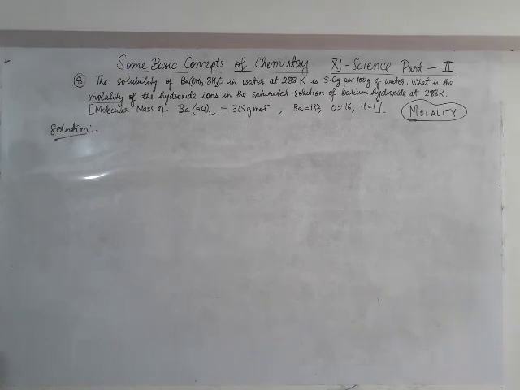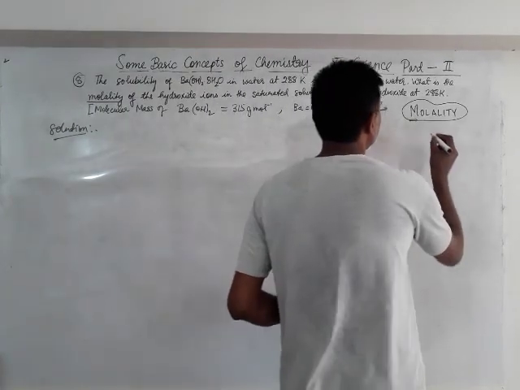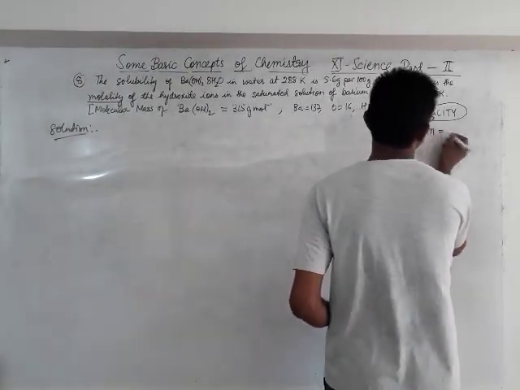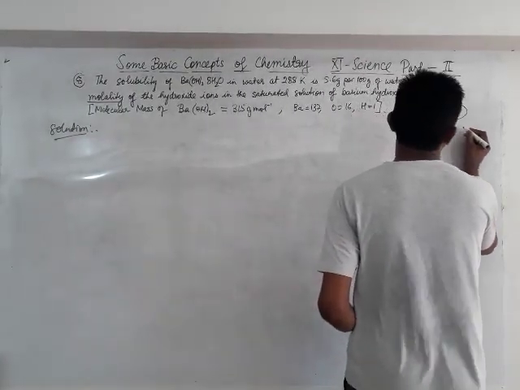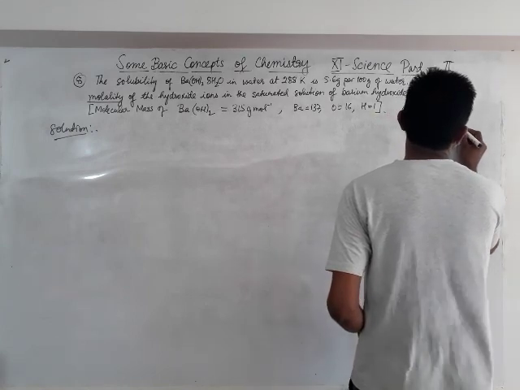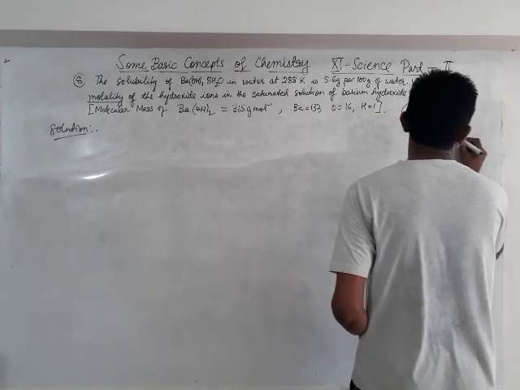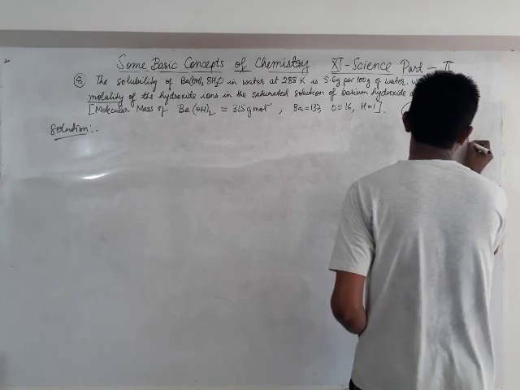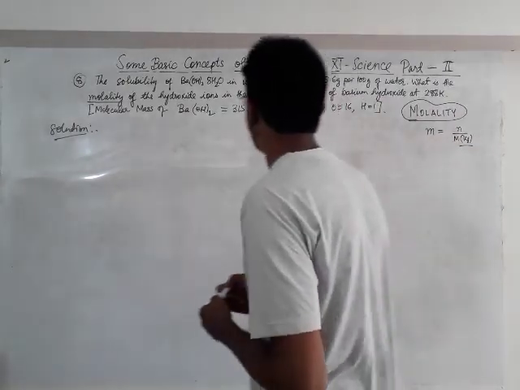So molality is represented by the alphabet small m. Molality is number of moles of solute divided by mass of the solvent in kg. Molality is number of moles of the solute divided by mass of the solvent in kg. This is the formula to remember to find out the molality.